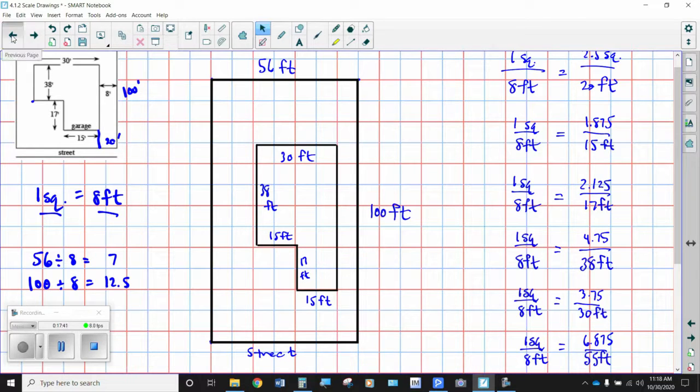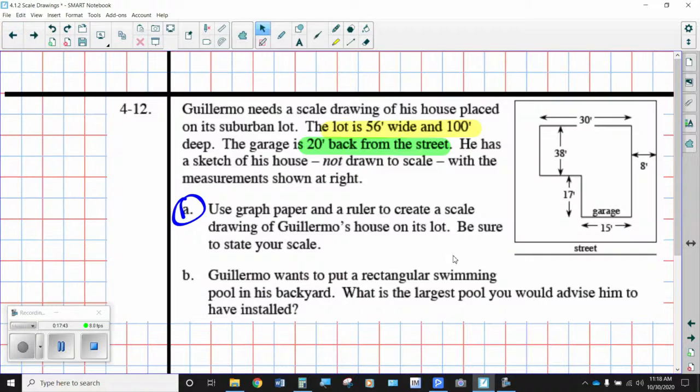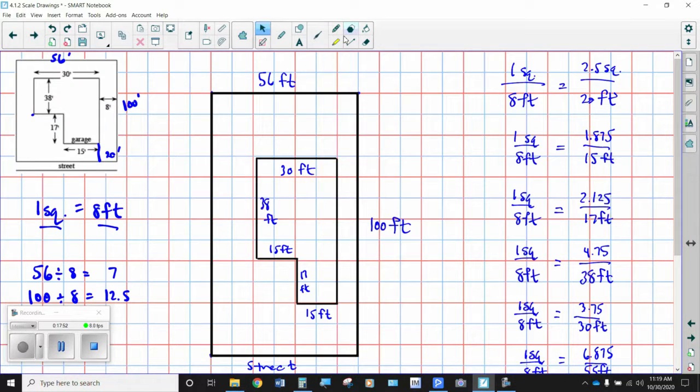Now, the second part of this activity was to add a swimming pool to the backyard. What is the largest pool you would advise him to have installed? This, we're not going to really spend much time doing. But you see he's got this space here. If you want to have whatever kind of shaped pool you want, how much space do you need? Do you want a rectangular shaped pool? Do you want a pool that has a waterfall? This is where we get to have fun and art up the picture a little bit.